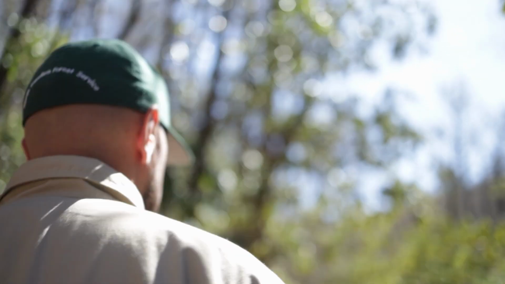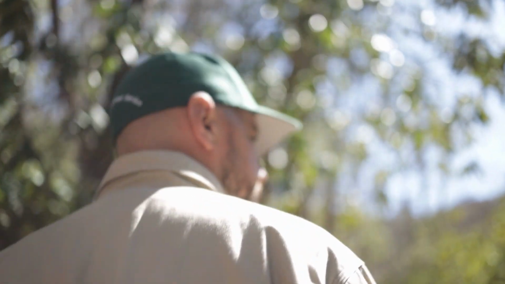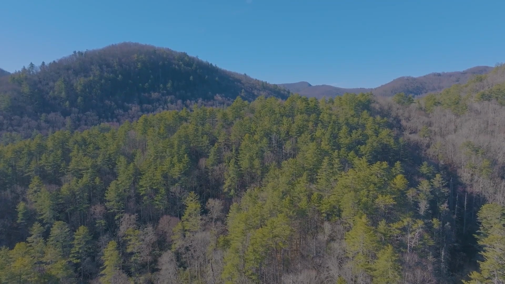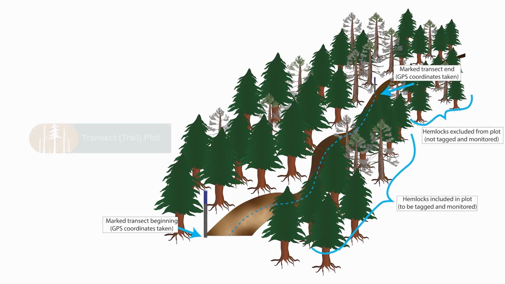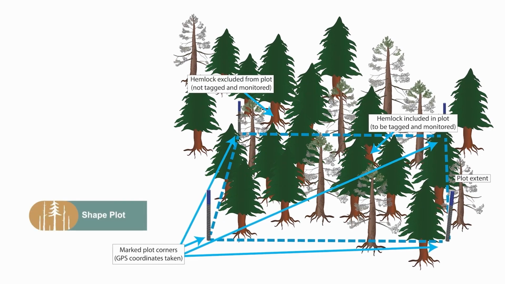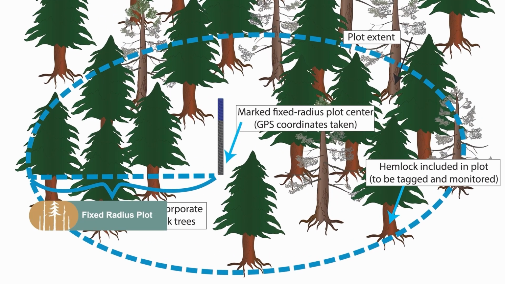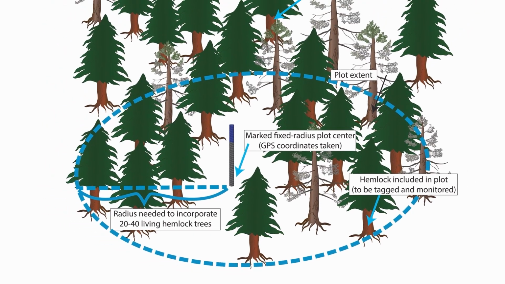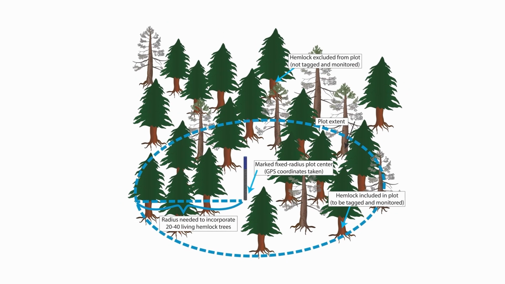There are various forms of plots, and they can be designed to best suit the terrain on which you are surveying. Some are more practical than others, depending on where you are. Plot designs can include a fixed radius plot, a transect or trail plot, or a shape plot, such as a rectangle. A fixed radius plot would include all hemlock trees within a predetermined distance from an established center point marked on GPS, and physically with a rebar, tree tag, or regularly refreshed tree paint.